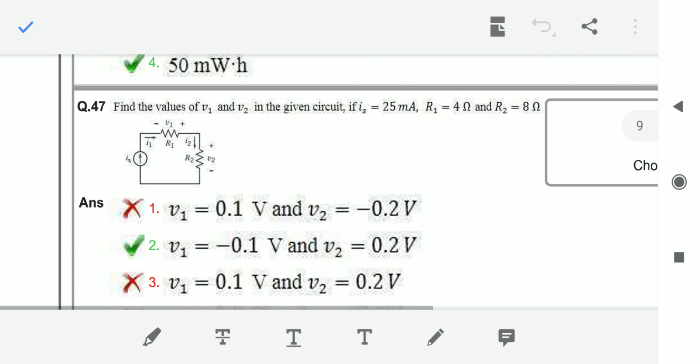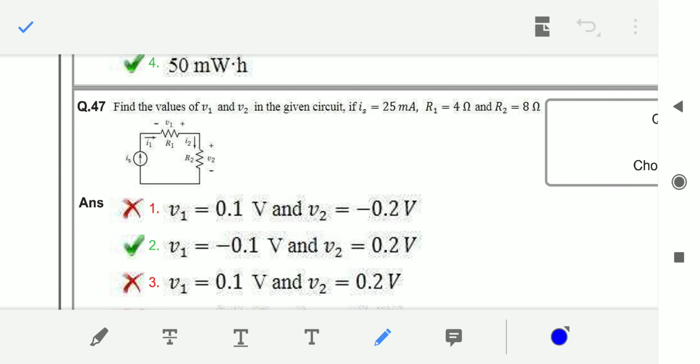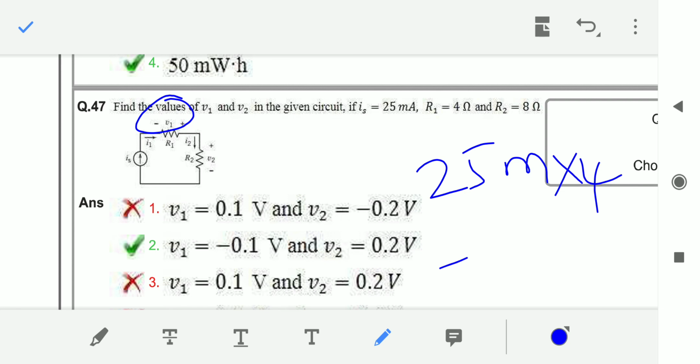Question number 47: find the values of V1 and V2 in the given circuit if Is is equal to 25 milliamperes, R1 is equal to 4 ohms and R2 is equal to 8 ohms. If you observe V1, it is the voltage across R1. So that is equal to 25 milli into R1, which is 4. That is 100 milli, equal to 0.1.